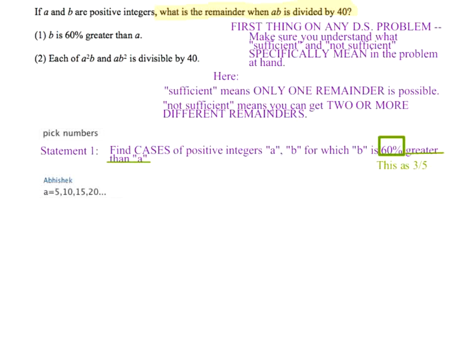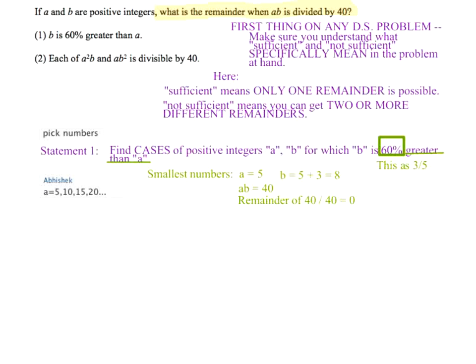And if you don't realize that, if you just trial and error, if you just throw a bunch of numbers in there, then it'll be pretty clear after not too long. So in other words, the smallest possible number you can do this with would be if A is 5. Then B would be 60% more than 5, and 60% of 5 is 3. So that's 8. And then AB is 40. So the remainder when you divide 40 by 40 is 0.